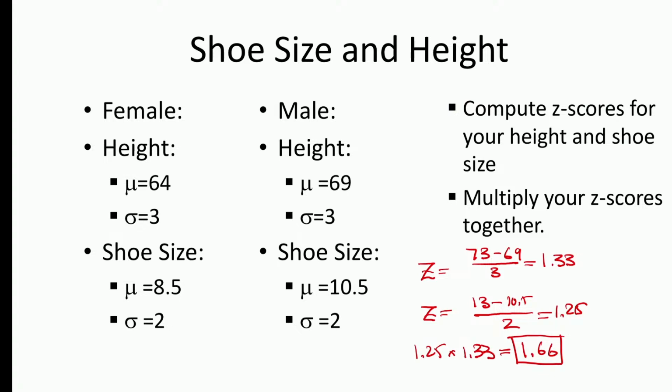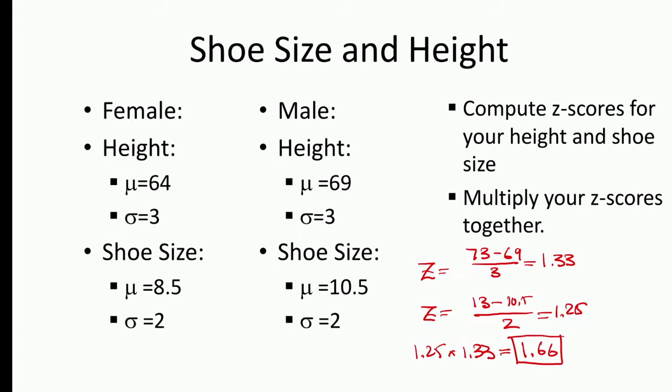And I'm guessing that most of you have a positive number when you multiply your z-scores together. This is regardless of if you're tall or short, right? Because if you're short, below average, you'll have a negative z-score for your height. And because height and shoe size are related to one another, you'll probably also have a negative z-score for your shoe size. So height and shoe size will both be negative or both be positive.